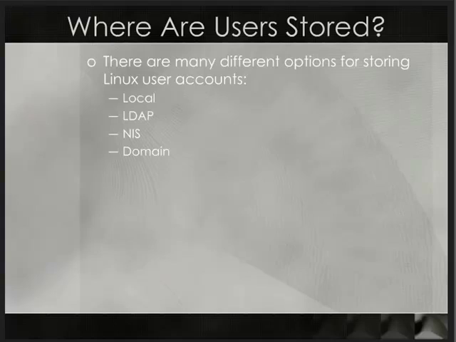Another option, which I haven't seen implemented a lot, but which is kind of interesting and powerful, is domain. You can actually configure your Linux system to authenticate users against an existing Windows domain. Now, the LDAP option is really cool. It's very powerful. However, it's much more complex, and so we're not going to go into it here. We'll save that for a different lesson. Now, in this course, we're going to focus on the local option, where we will look at user accounts that are stored in a local file in the file system.